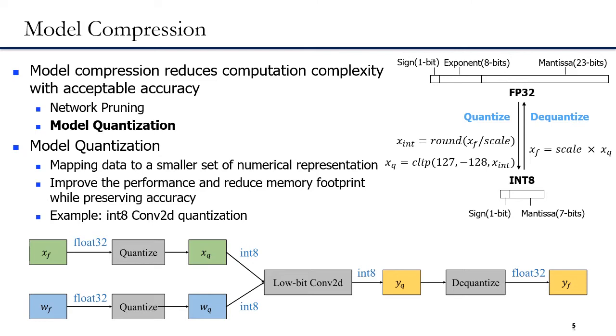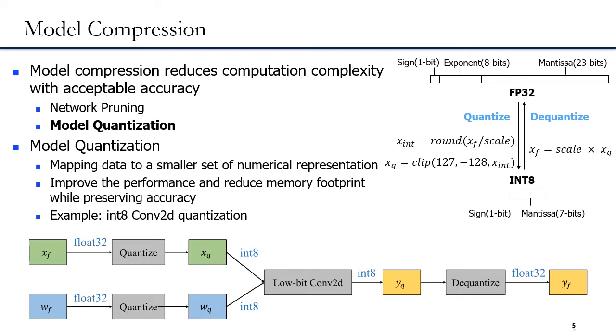Network pruning is a method to get a lightweight network by removing the least important part in the heavy network. Model quantization method converts float data to low-bit data to reduce model size. Here we focus on model quantization. Model quantization takes advantage of the insensitivity of DNN to data precision and maps data to a smaller size of numerical representation, which can improve the speed and reduce memory footprint while preserving accuracy.